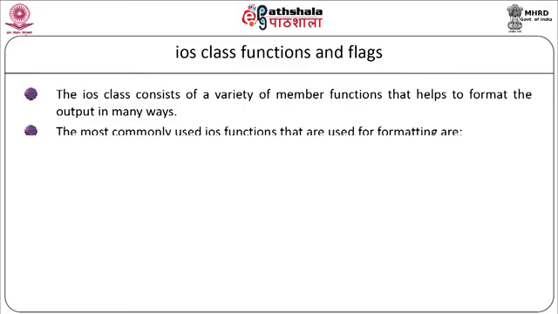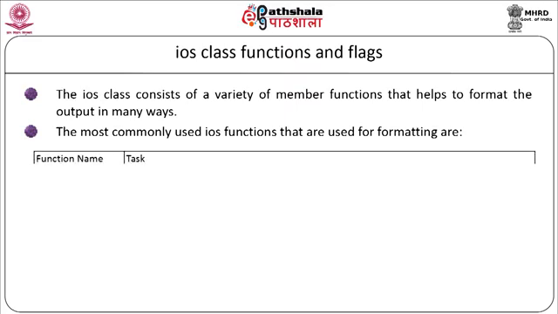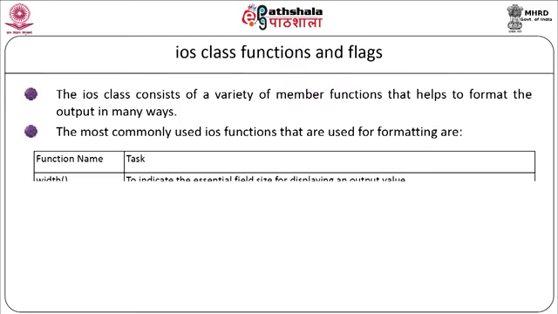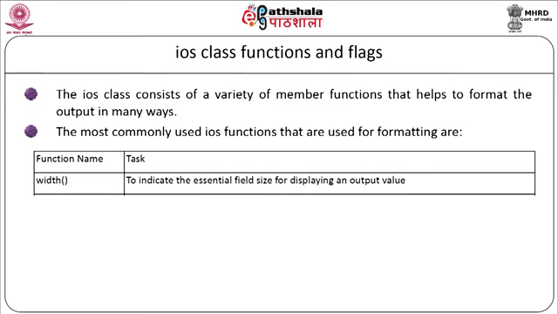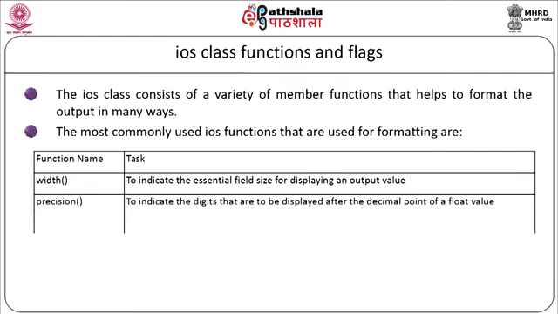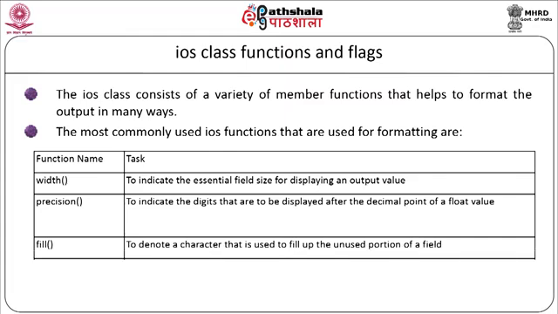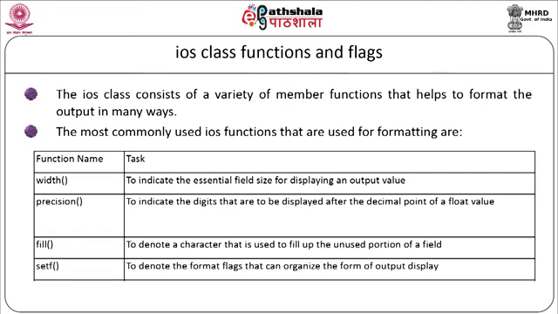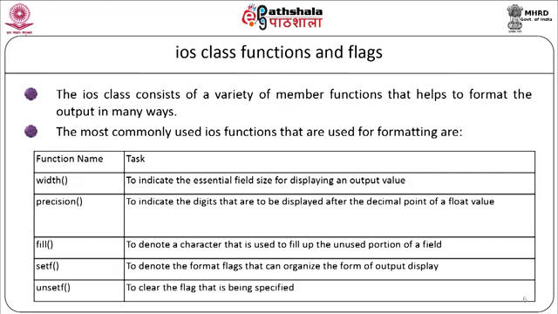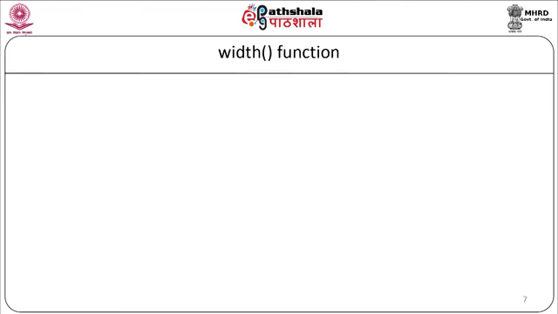The most commonly used IOS functions that are used for formatting, and their tasks, are given in the table. The first function is width, to indicate the essential field size for displaying the output value. Next is precision, to indicate the digits that are to be displayed after the decimal point of a float. Fill, to denote a character that is used to fill up the unused portion of a field. Setf, to denote the format flags that can organize the form of output display. Unsetf, to clear the flag that is being specified. Now let's see each function in detail.